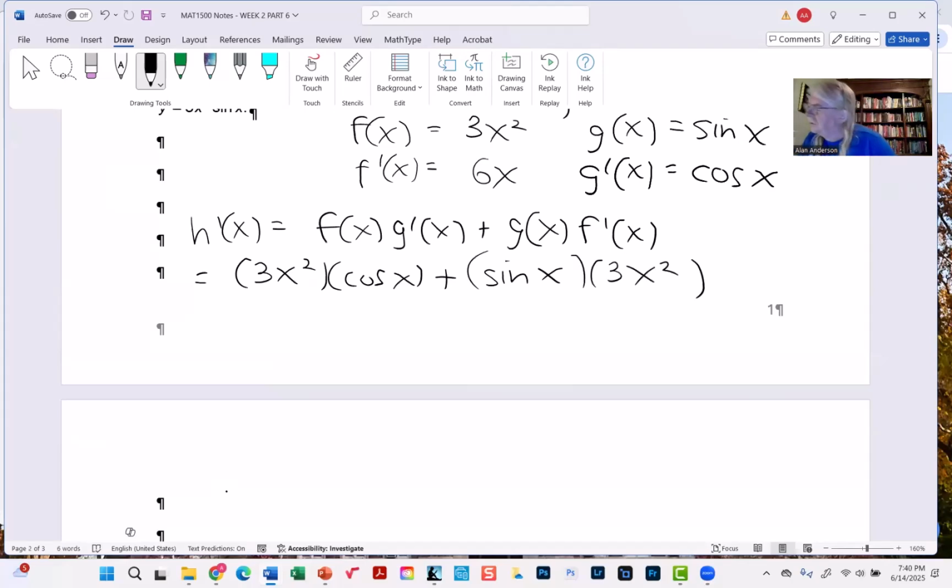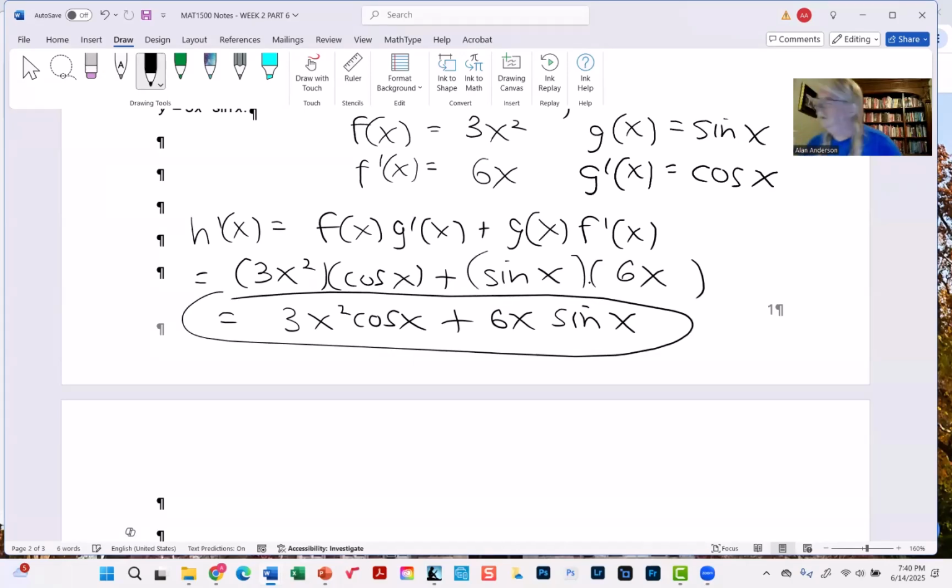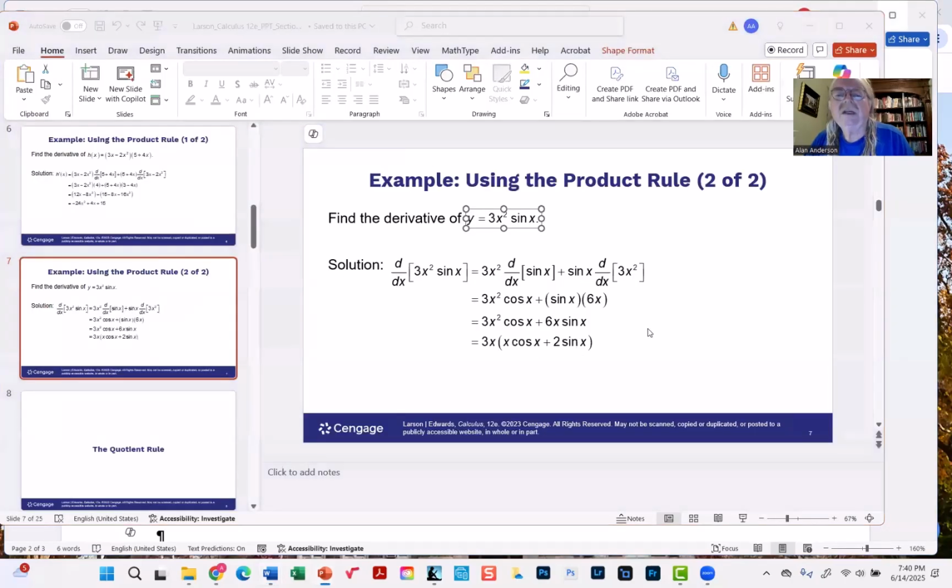Well, that's interesting how that turned out. Oh, no, sorry. I copied the wrong thing. This is 6x. I knew something wasn't right. All right, and then we can rewrite it slightly. Let's just write it as 3x squared cosine x plus 6x sine x. And we're good. Okay, so they factored out the 3x, but we got the same thing, of course.